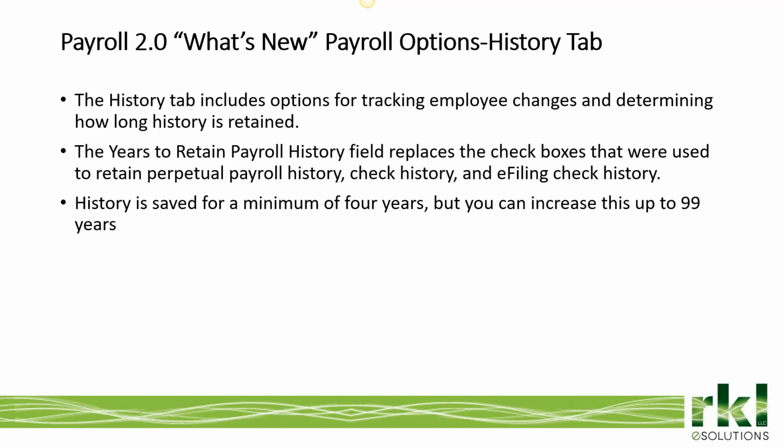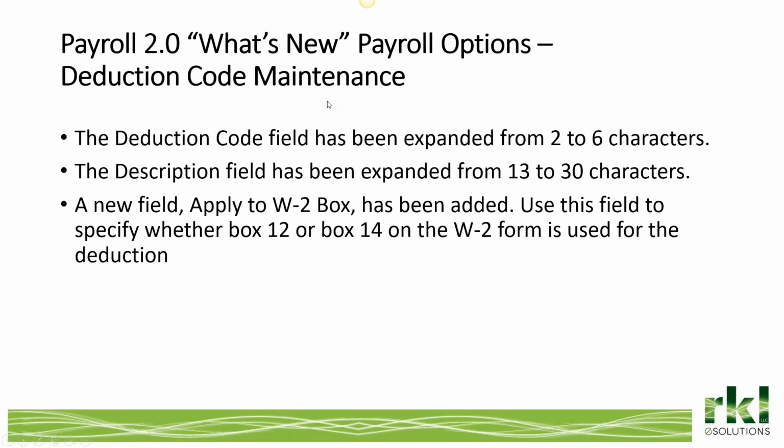The history, by definition, is going to be saved for a minimum of 4 years. Again, we strongly recommend you consider bumping up that number unless you have a space constraint, and even then we'll talk about how you can use the backup companies to keep the extra data. Deduction code maintenance.